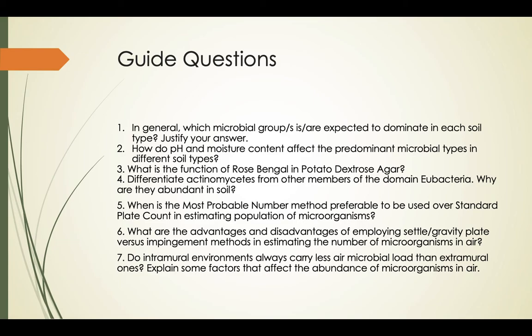Fifth question. When is the most probable number method preferable to be used over the standard plate method? Now, let's define what MPN or what the MPN method is. The MPN method is actually a statistical technique used to estimate viable numbers of bacteria or microbes in a sample, normally by inoculating broths in tenfold dilutions. And it's actually based on the idea of extinction of dilution. No?